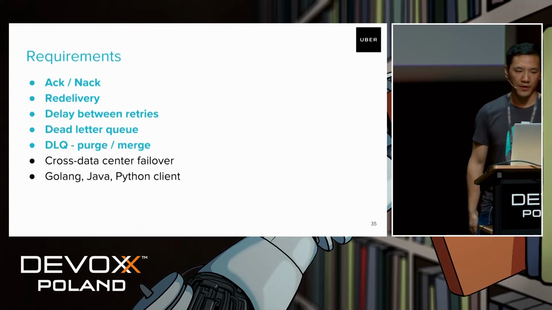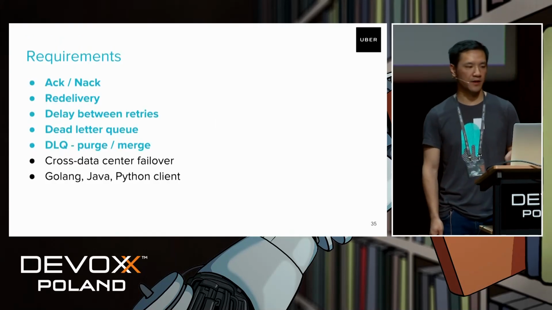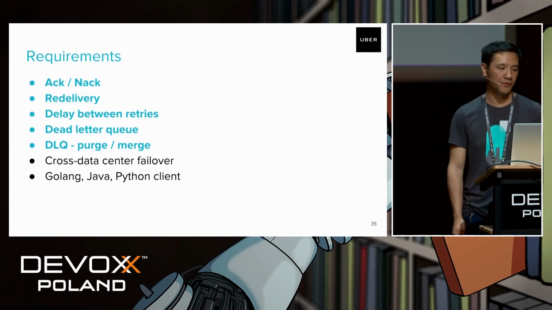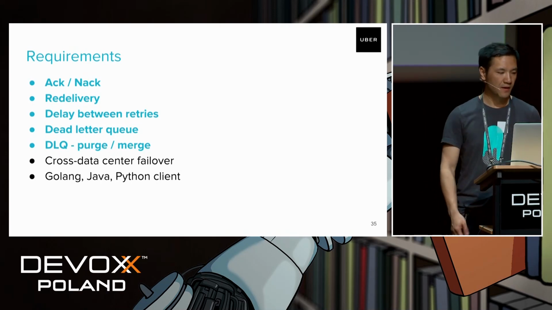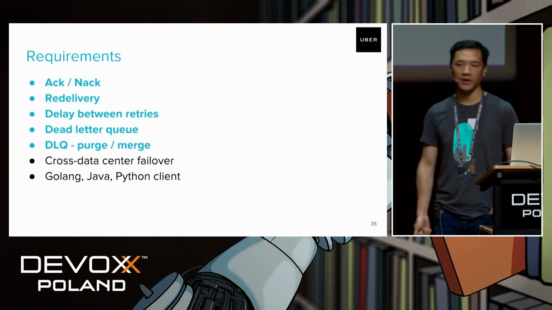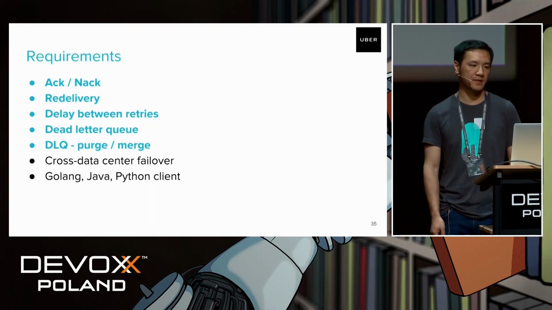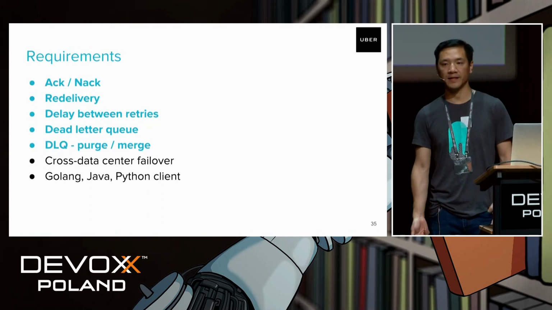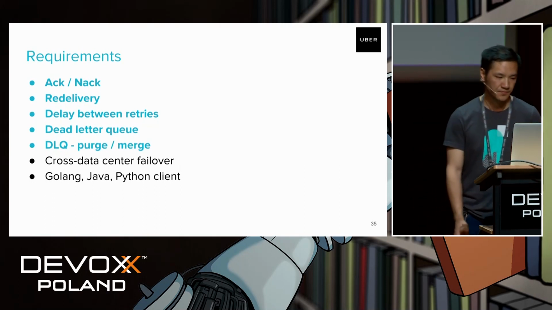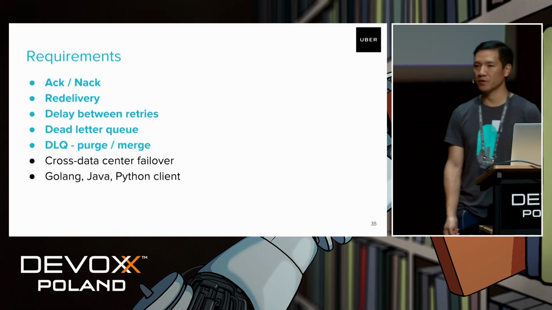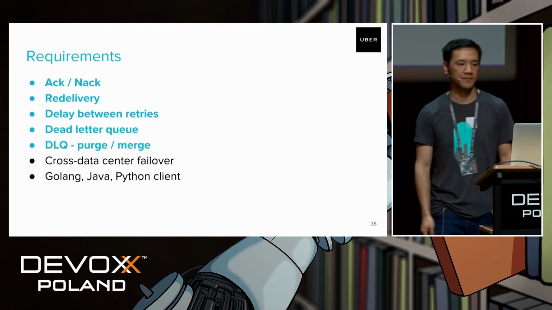All right. So with that, we have already fulfilled five requirements so far: nack, redelivery, delays between redeliveries, dead letter queue, and dead letter queue purge and merge. The next feature we want to support is cross data center failover.